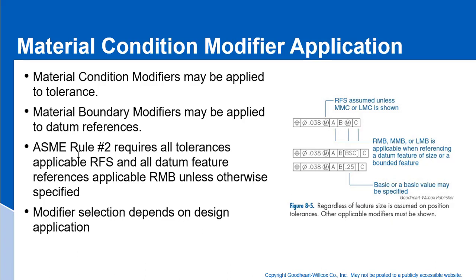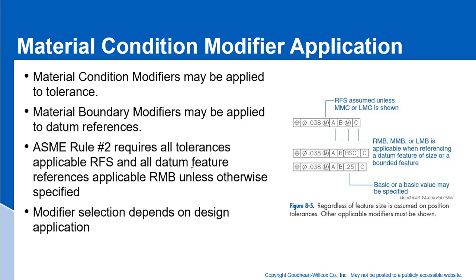Okay, and then rule number 2 requires that all tolerances are applicable at RFS, and all datum feature references are applicable at the regardless of material boundary unless otherwise specified. What that means is if we don't have a modifier here, RFS is the condition that is assumed. That's rule 2.